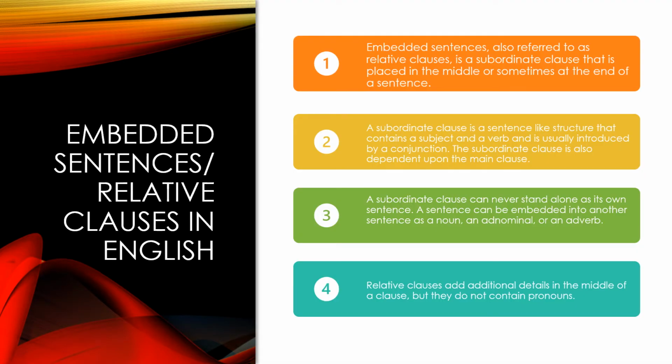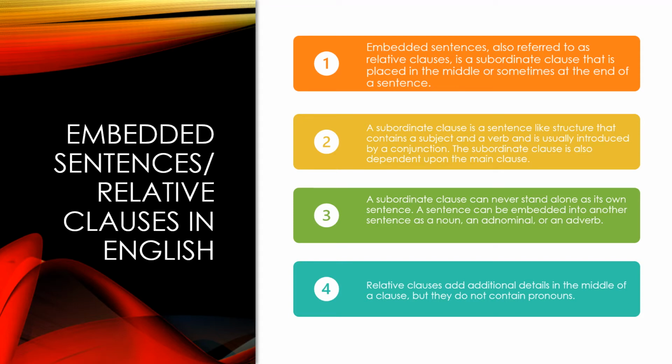An embedded sentence is also referred to as a relative clause. It is a subordinate clause that is placed in the middle or sometimes at the end of a sentence. A subordinate clause is a sentence-like structure that contains a subject and a verb and is usually introduced by a conjunction. The subordinate clause is also dependent upon the main clause. And because of this, a subordinate clause can never stand alone as its own sentence.